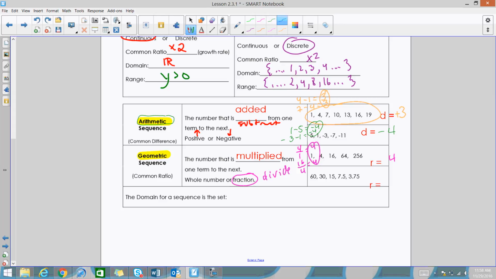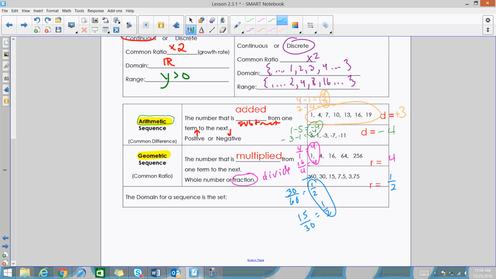For this one here, you do the same thing. Take the second number, 30, and divide it by the first number, 60. 30 over 60 is 1/2. And you do it again. 15, the third number, divided by 30, the second number, is 1/2. This is your common ratio, 1/2, which means you multiply by half or divide, and that gives you your ratio.